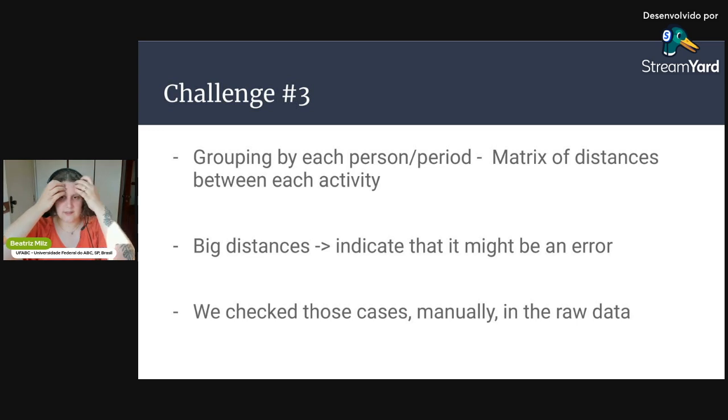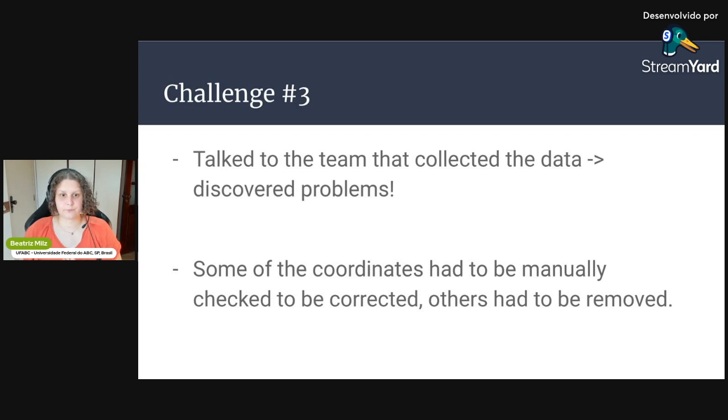And we calculated the distance between the home and each of the activities. With this matrix of distances, we identified the distances that were really big, like outliers, because that could indicate that it might be an error. And we checked those cases manually in the raw data.